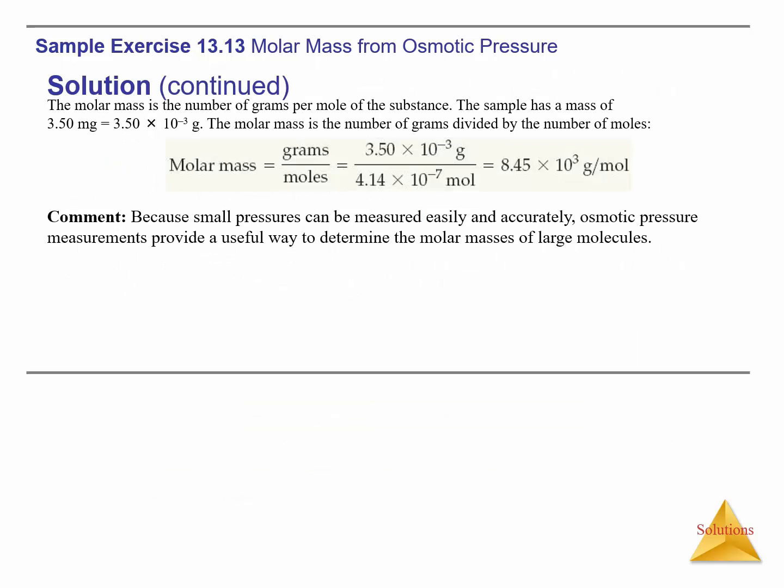Then after that, the molar mass is the number of grams per mole of substance. The sample has a mass of 3.50 milligram, and we convert it to gram. So the molar mass is the number of grams divided by the number of moles, and we get this molar mass of our protein. Because small pressures can be measured easily and accurately, osmotic pressure measurements provide a useful way to determine the molar masses of large molecules, such as proteins.